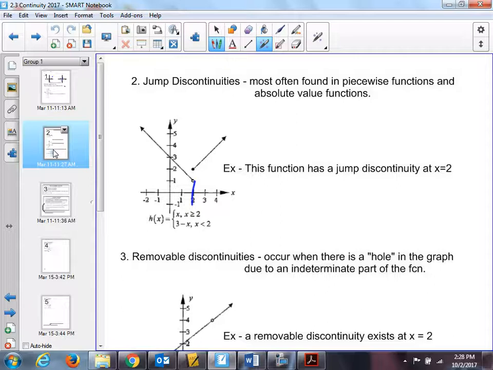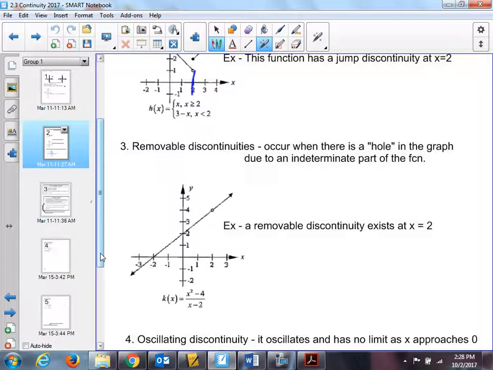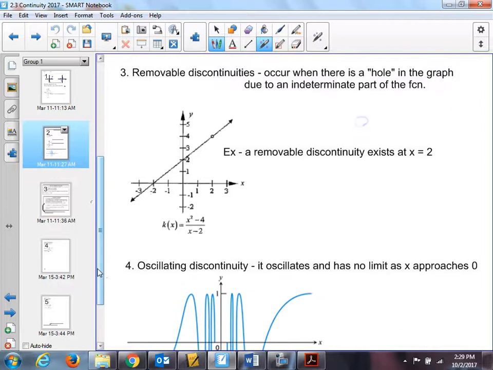Where it happens. A removable discontinuity then. Removable discontinuities occur when there's a hole, but you're going to call them removables in the graph due to an indeterminate part of the function. Indeterminate, what is that again? That's the word, and this is why if you want to jot it down, indeterminate, 0 out of 0. That's that form. With the original expression the way it was given, when you try to evaluate the limit, is it 0 out of 0? We'll take a look here.